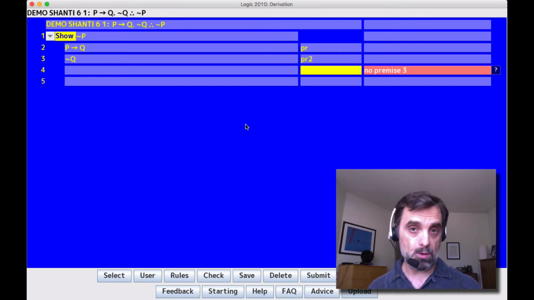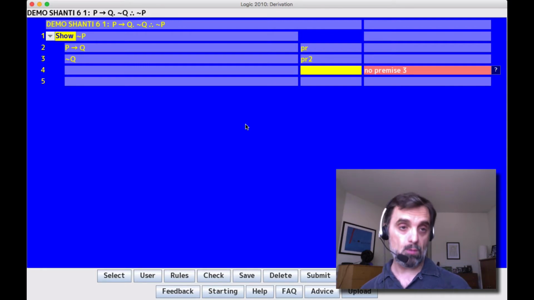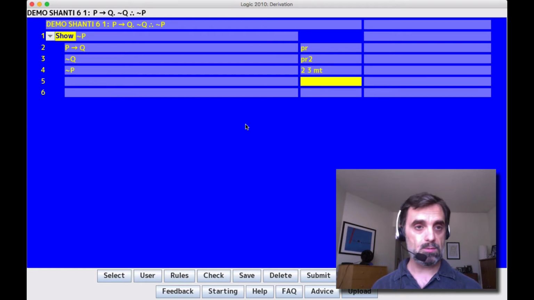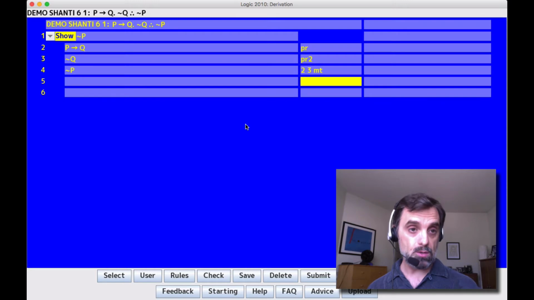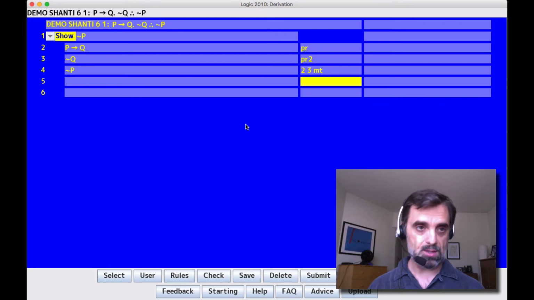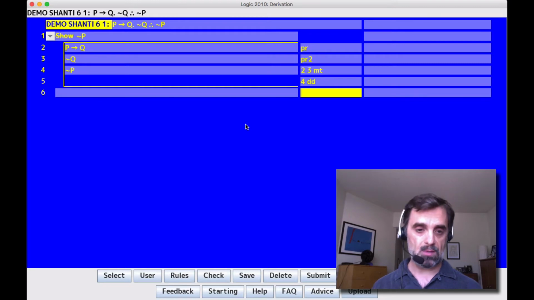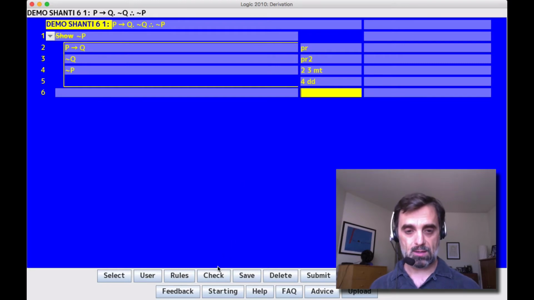Now, what about modus tollens? Well, for modus tollens, we need the negation of the consequent. The consequent is Q, so the negation of the consequent is not Q. And do we have not Q anywhere? We do. We have not Q on line 3, so we can say 2, 3, modus tollens. Now that is our conclusion, right? That matches, line 4 matches line 1, and so we can say 4 direct derivation. So that's a good little derivation.